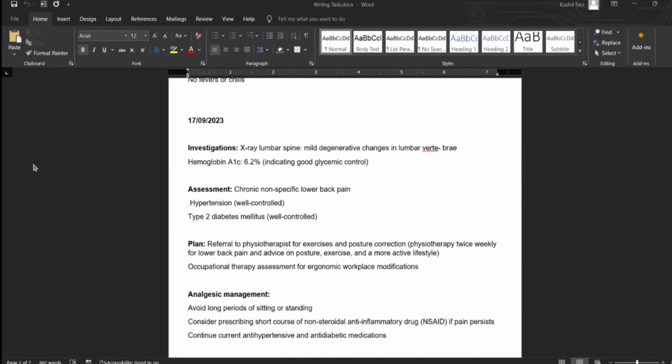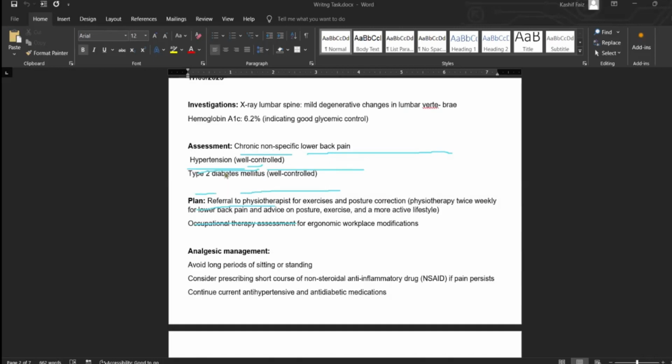Okay, what are the investigations? X-ray lumbar spine shows mild degenerative changes in the lumbar vertebrae. HbA1c is 6.2, which indicates good glycemic control. What is your assessment? Chronic non-specific lower back pain, hypertension is well controlled, diabetes is well controlled. Now, what is your plan?